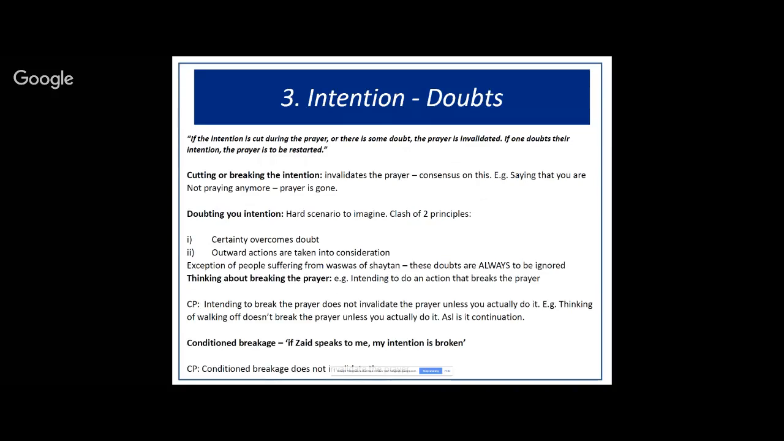The first principle is that certainty overcomes doubt. That, okay, have I done 3 or 4? I'm certain I've done 3, so I build upon the 3 and I repeat the 4 and then do sajda sahu at the end. Sajda sahu at the end. However, with the intention, this is not exactly the same.